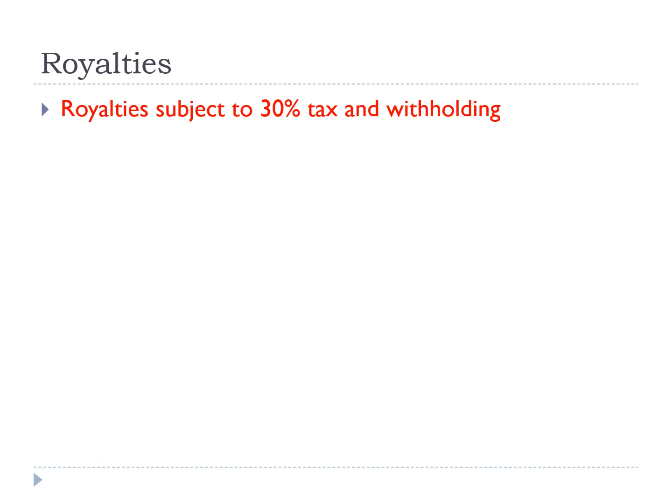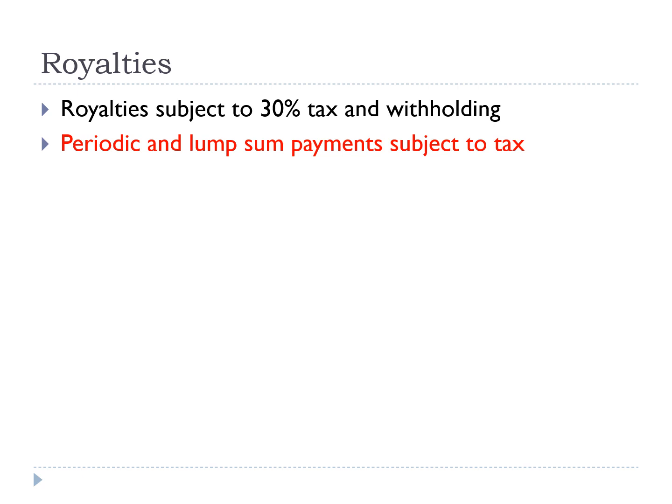A next major category of income is royalties. Royalties on copyrights, patents, secret processes, trademarks, know-how, and similar intellectual property are subject to 30% tax and withholding as FDAP income. Such payments, when classified as royalties, are subject to the tax regardless of whether they are received in periodic payments or are received as a lump sum. An example of the latter is prepaid royalties.